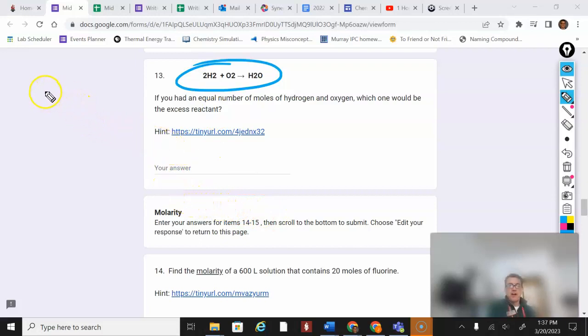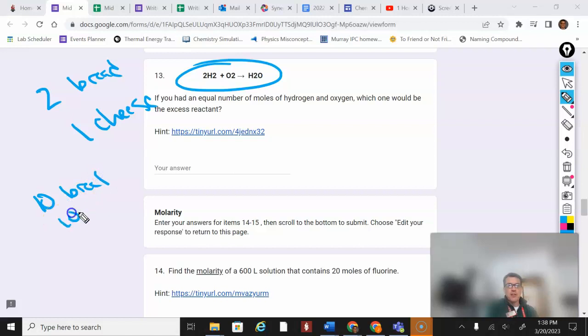Again, it's kind of like saying if I had 2 pieces of bread and 1 slice of cheese for every sandwich, well, what if I had 10 slices of bread and 10 slices of cheese? What am I going to run out of first making my sandwiches? Well, I'm going to run out of bread first because it's going to take me 2 slices of bread to make a sandwich. So these 10 slices of bread would allow me to make 5 sandwiches.